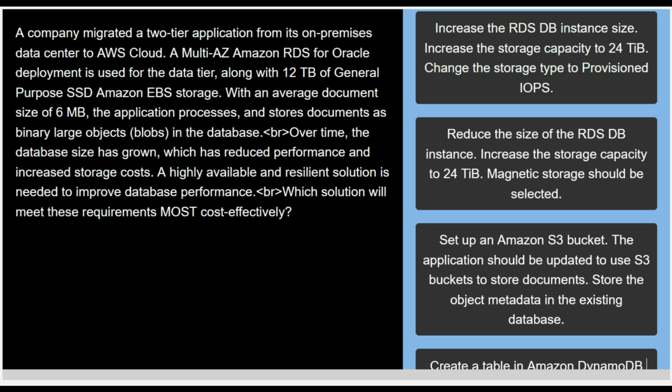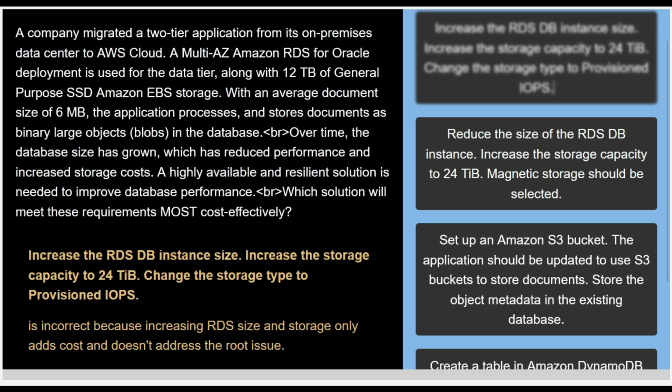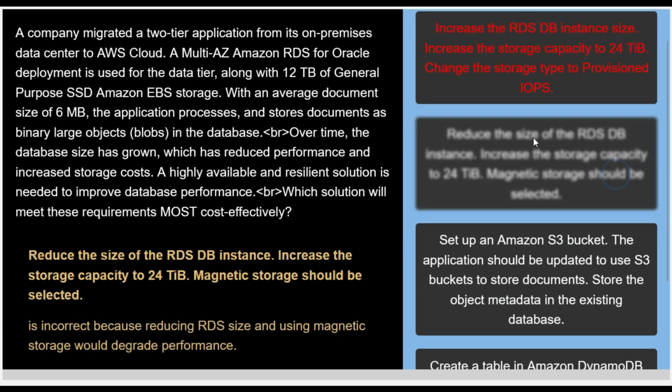Time up. Now let us analyze the answers. So option number 1, increase the RDS DB instance size, increase the storage capacity to 24 TB, change the storage type to provisioned IOPS. This option is incorrect because increasing RDS size and storage only adds cost and doesn't address the root issue. Okay, so this is the wrong answer.